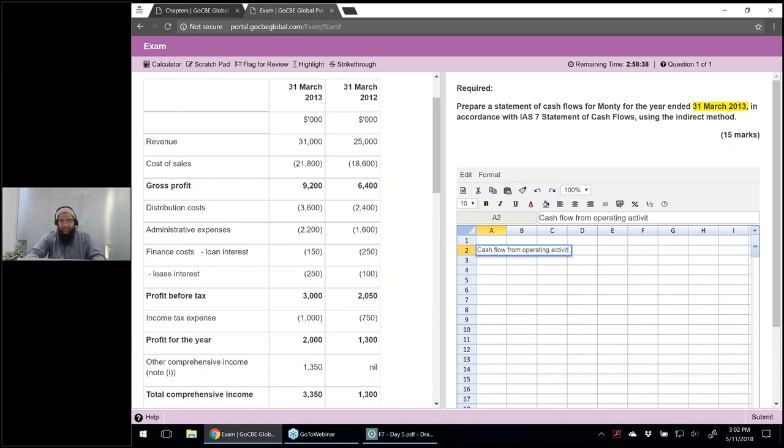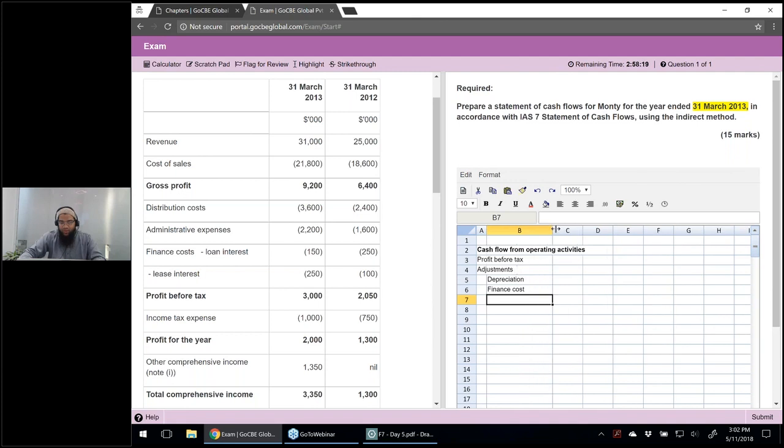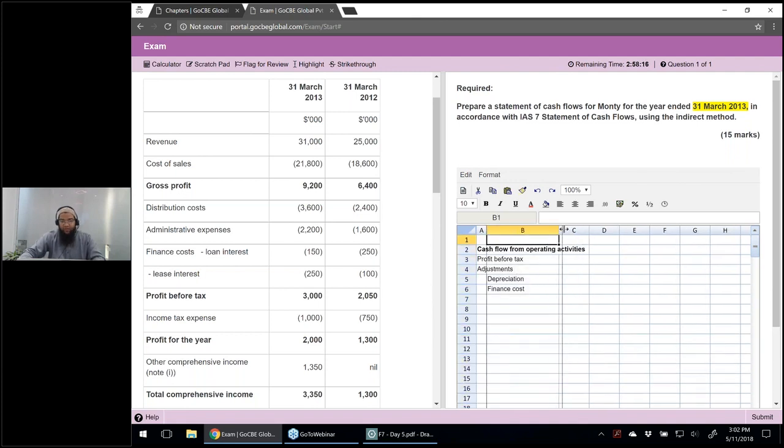operating activities. We first start from a heading and we are going to start from profit before tax. And then we'll be writing some adjustments, which include depreciation and finance cost. At least these two areas will always be there. So this is our basic format.